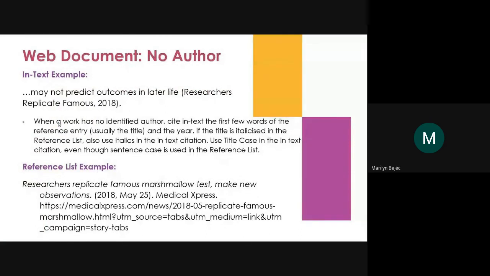So for a web document with no author, you have the in-text sample here. When a work has no identified author, cite in text the first word of the reference entry, usually the title, and the year. If the title is italicized in the reference list, also use italics in the text citation. Use title case in the text citation even though sentence case is used in the reference list. So you have the sample here.